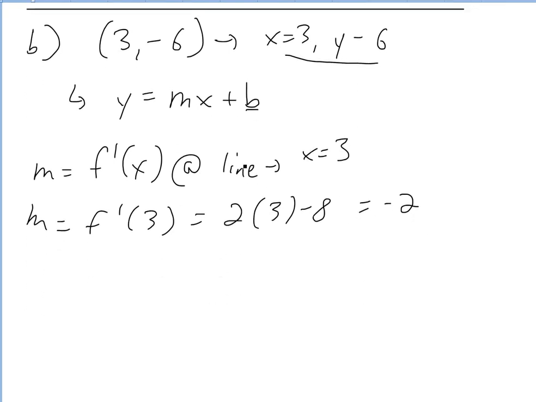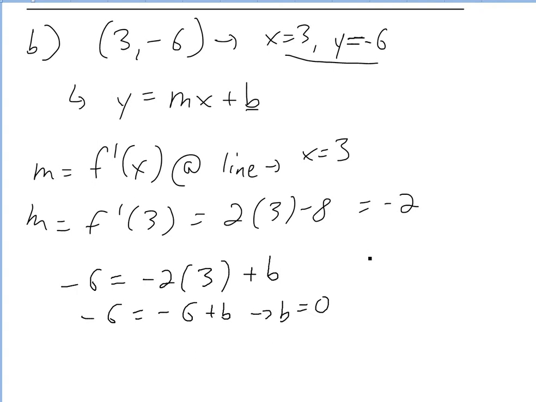So now if we just plug in our y value here, y is equal to negative 6. We plug in negative 6 equals negative 2, which is m, times 3, which is x, and then plus b to find our b value. This is just going to be negative 6 equals negative 6 plus b. The 6's cancel, b is equal to 0, and our tangent line is basically y is equal to negative 2x, and that is our line.